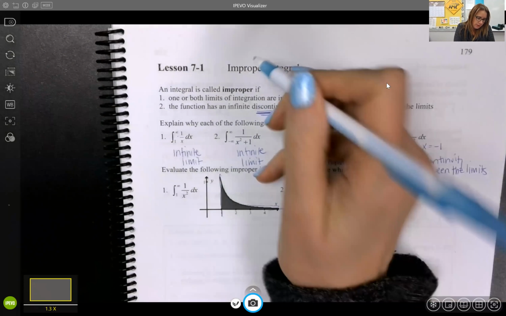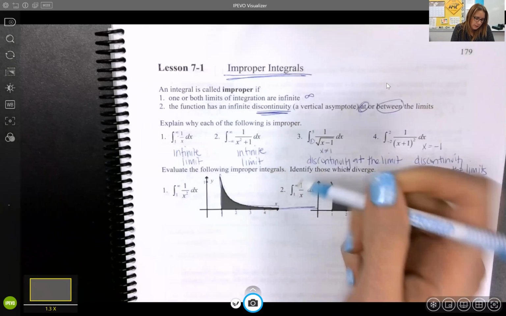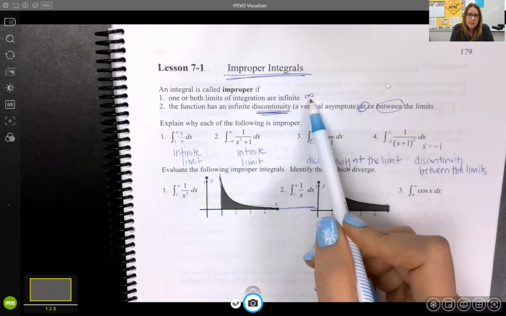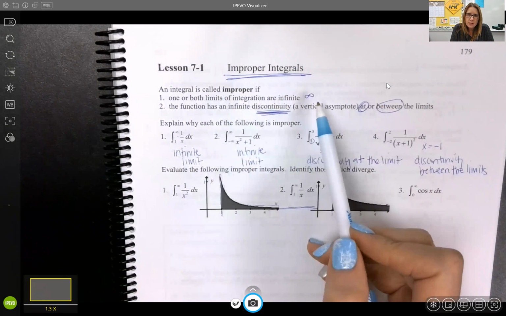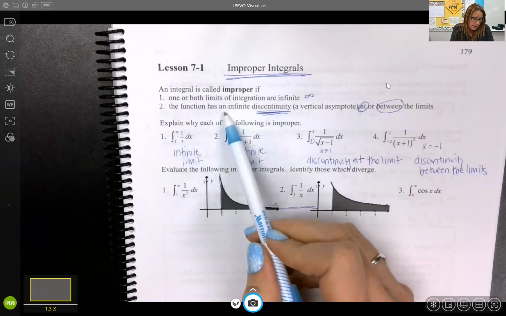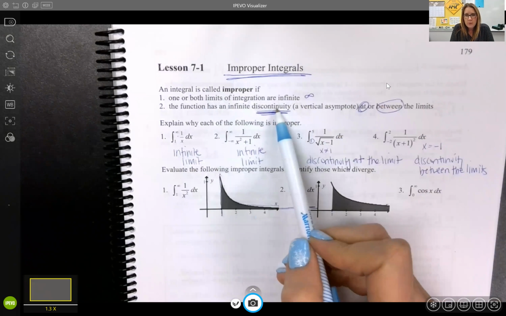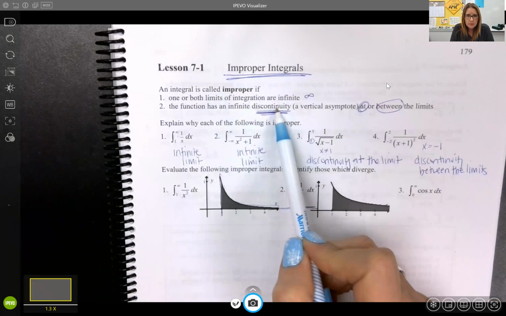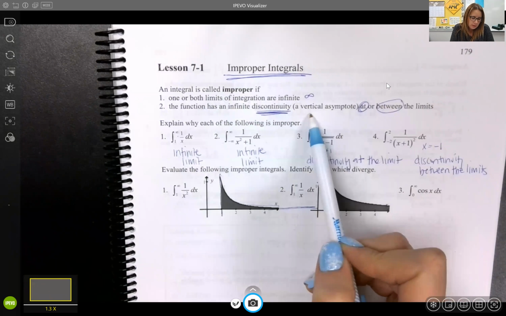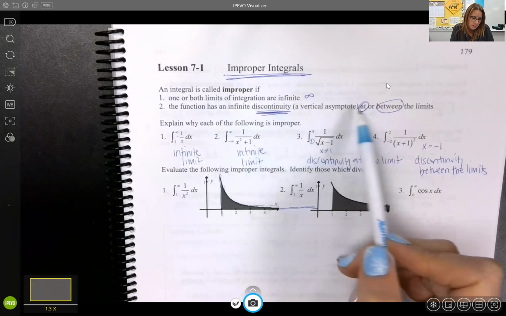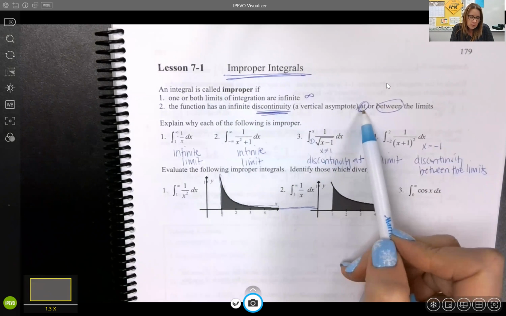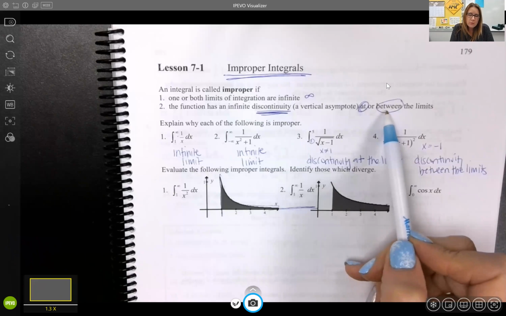Okay, so improper integrals. Now I've written right here, next to this one, it says either one or both of the limits are infinite, so there's an infinity sign, or the function has a place of discontinuity that will never work, at an asymptote, or like down here, I can never put a 1 right there because that would give me a 0 in the denominator. That's going to be either at one of the limits or between one of the limits.